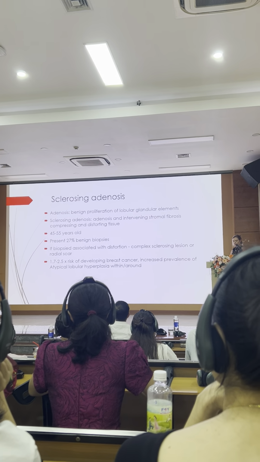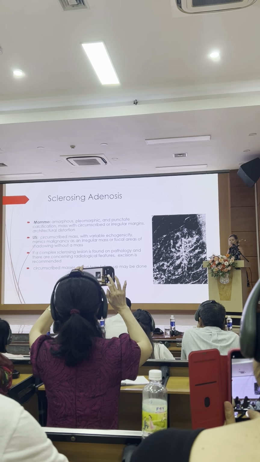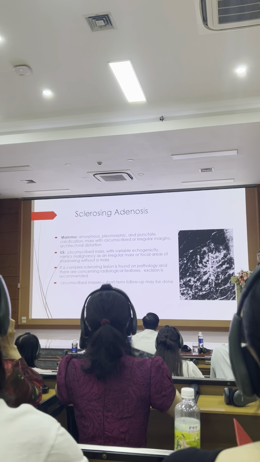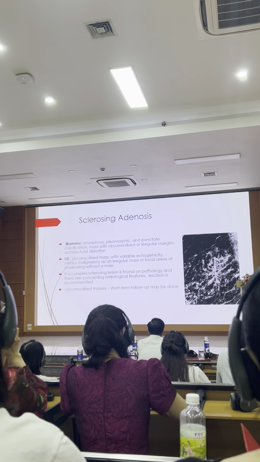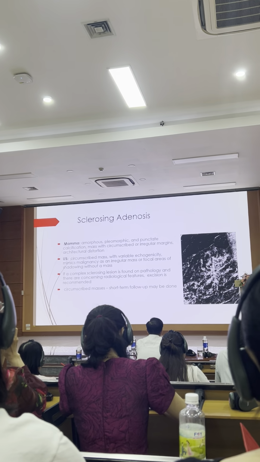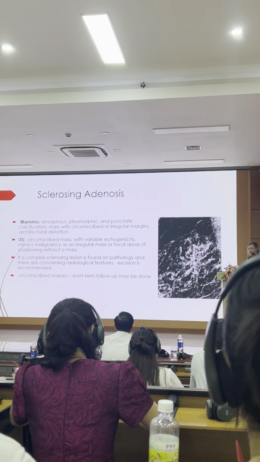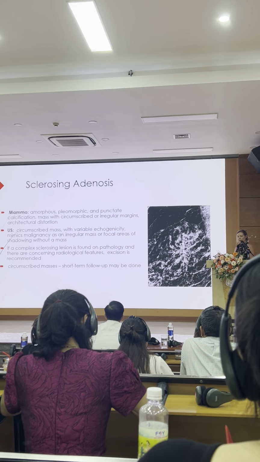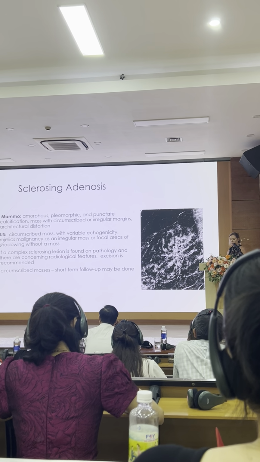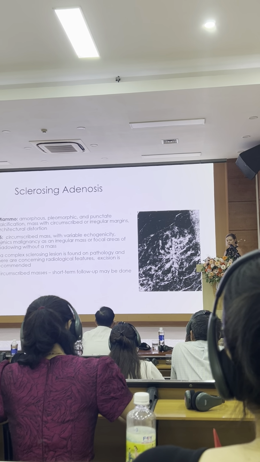On mammography, again, they can have varied appearance. They can have amorphous, pleomorphic or concave calcification. It can present as a mass with a circumscribed or irregular margin or an architectural distortion. On ultrasound, it can also have a lot of different appearances, a circumscribed mass with very low echogenicity, or it can mimic malignancy as an irregular mass with focal areas of shadowing.